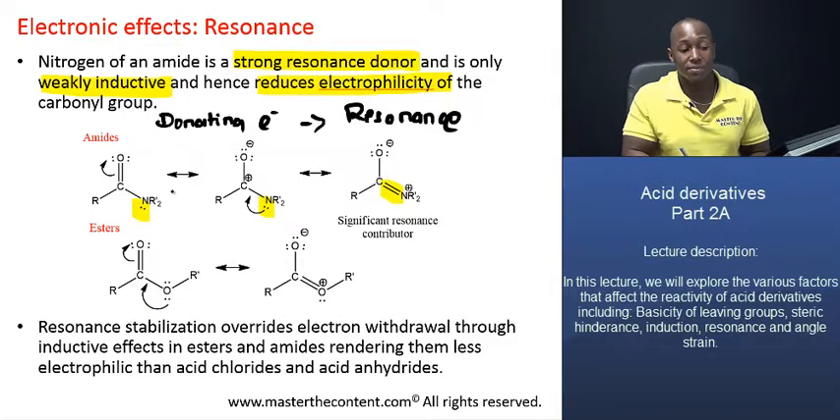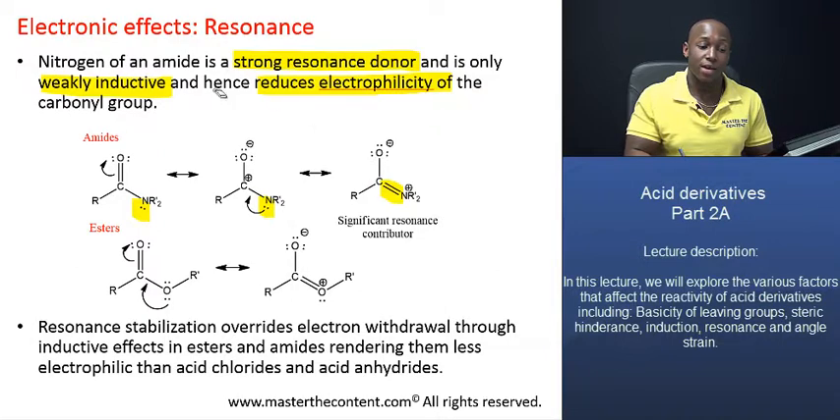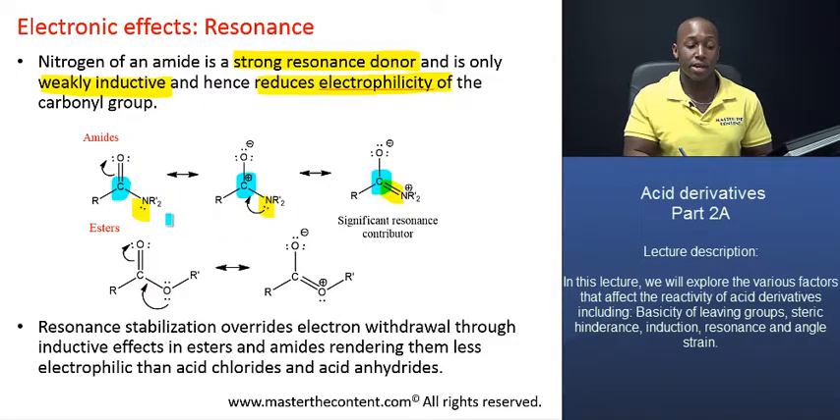Now, on the flip side, as far as induction is concerned, the nitrogen atom is not very electronegative, so it doesn't pull electron density away from the carbon that effectively. So the net effect in the case of amides is a very powerful resonance effect, in that the nitrogen atom is donating electron density to our reaction center, our carbonyl carbon right there, but it's not pulling electrons away very efficiently through induction.